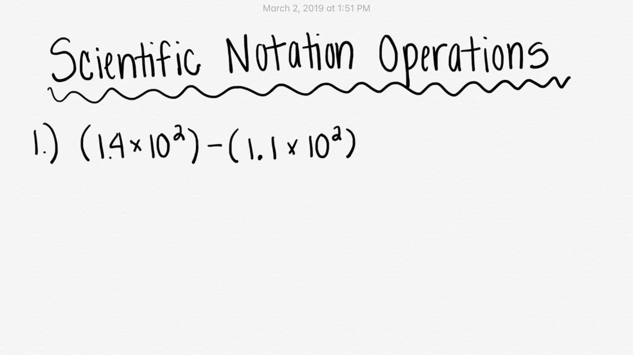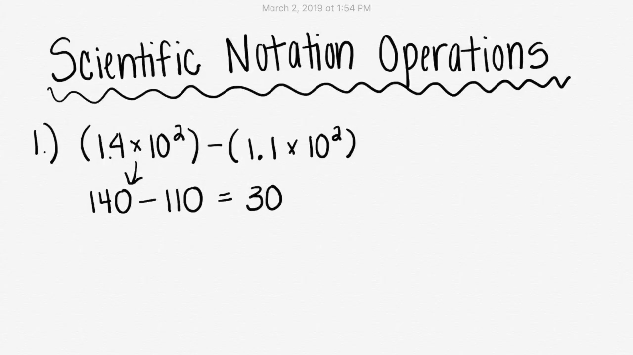So, for example, if you're looking at your packet and worksheet page 348, number 1, you will see this problem, and we have subtraction. So the first thing that we're going to do is turn 1.4 times 10 squared into standard form by moving our decimal point. So 1, 4, 0 is how you represent 1.4 times 10 to the second in standard form. And that is subtracting 1.1 times 10 to the second, which is really 110.